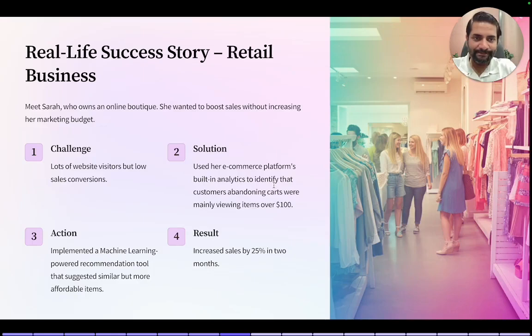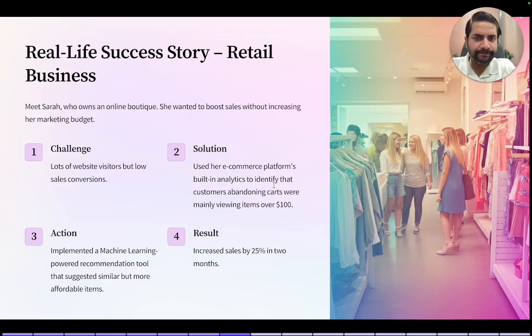Let's now talk of a real life success story. Meet Sarah. Now, she owns an online boutique and she wanted to boost her sales without increasing her marketing budget. Now, how would she do that? The challenge was lots of website visitors, but low sales conversion. So her marketing was working, but she was not getting conversions. She had a lot of visitors, but the sales conversion was low.